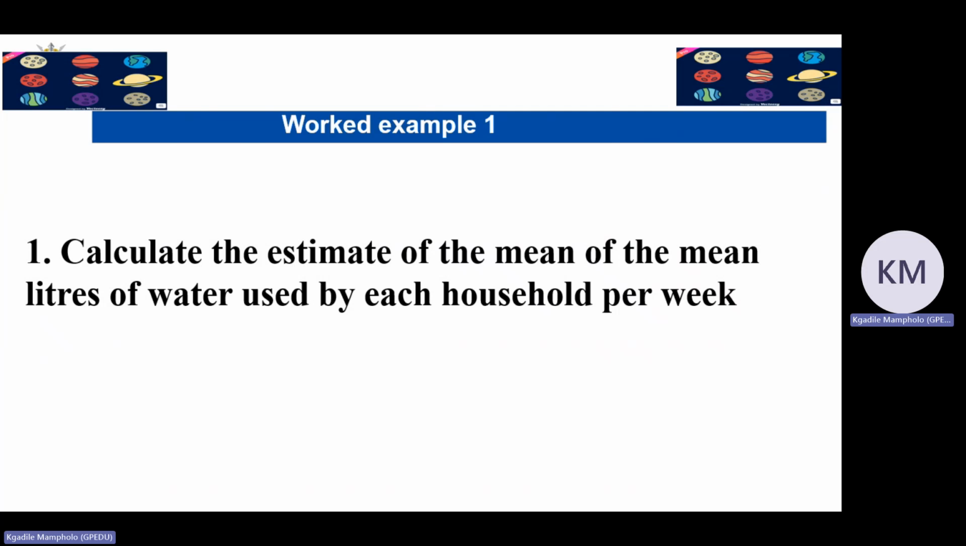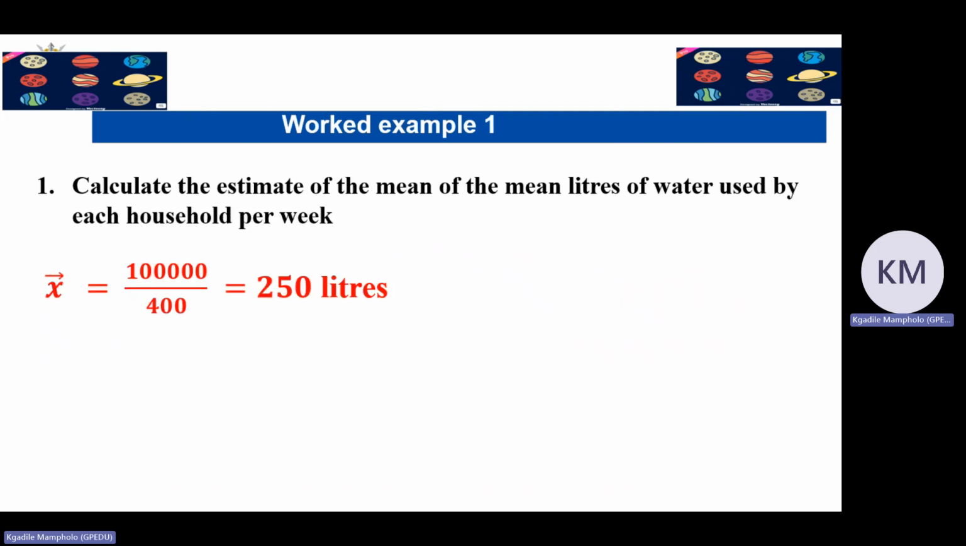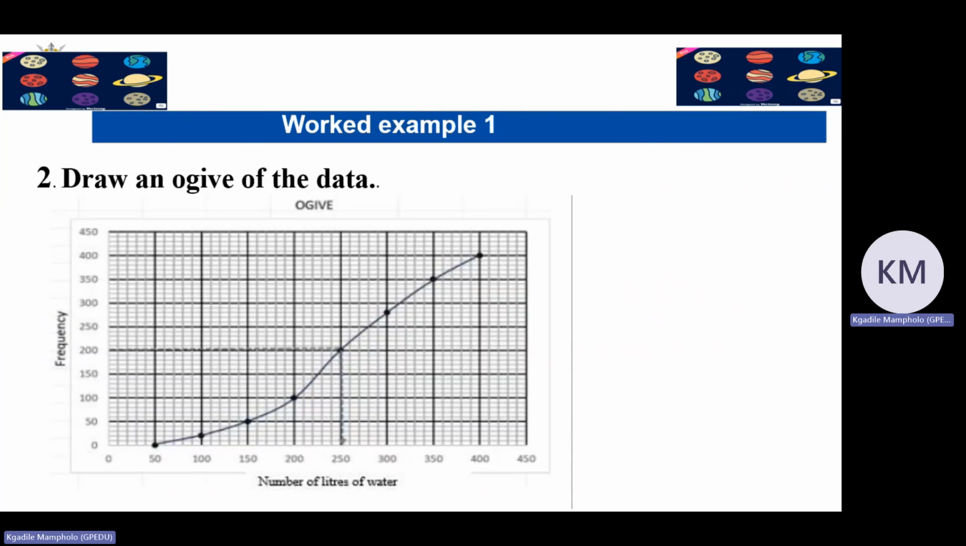Calculate the estimate of the mean liters. We did that. We draw the ogive, as I said. The graph will be grounded at 50. And then you plot the points. Don't forget that when you join the points, you are not using a ruler. It must be a smooth curve. Join the points just using a hand so that it will be a smooth curve.